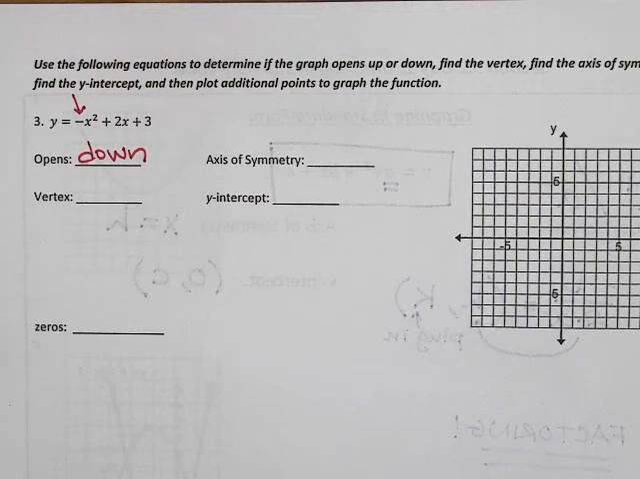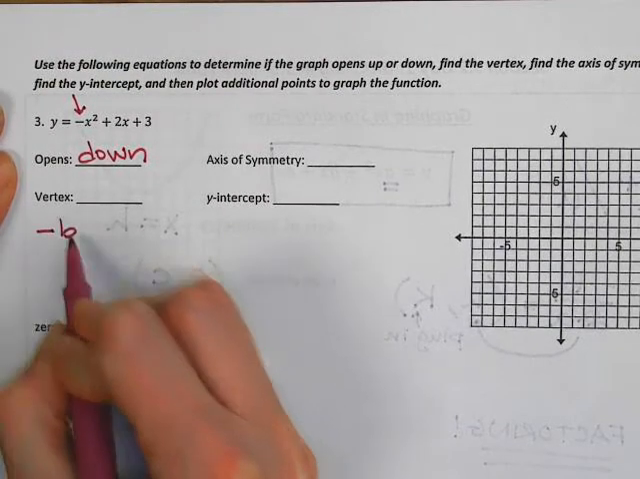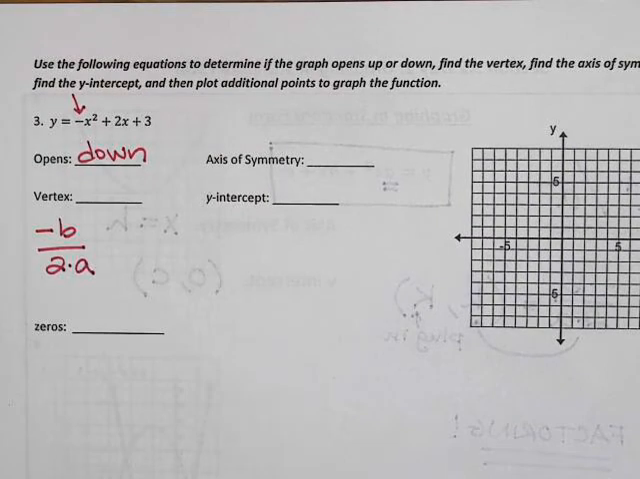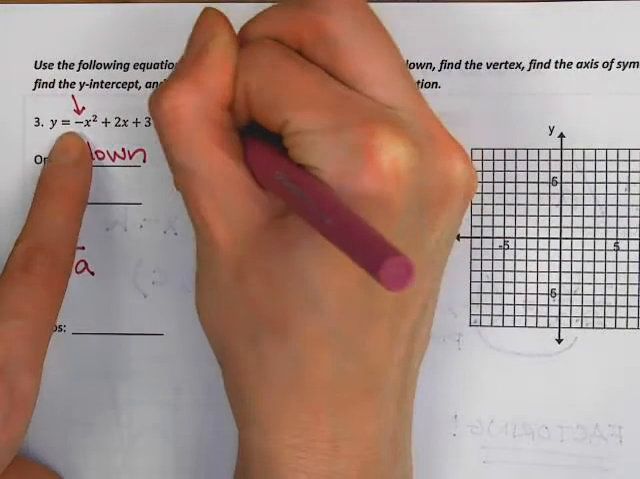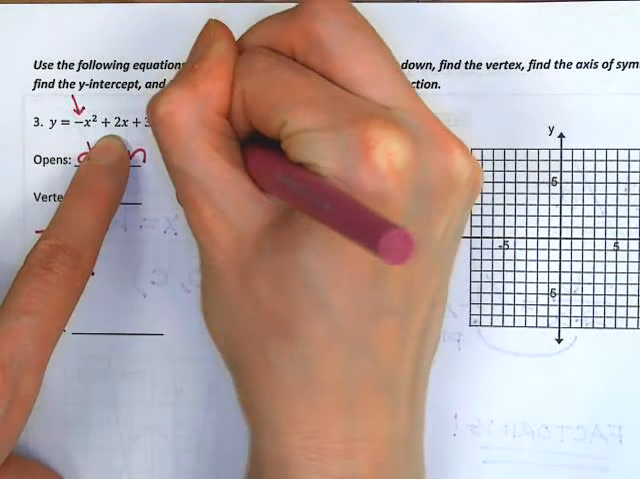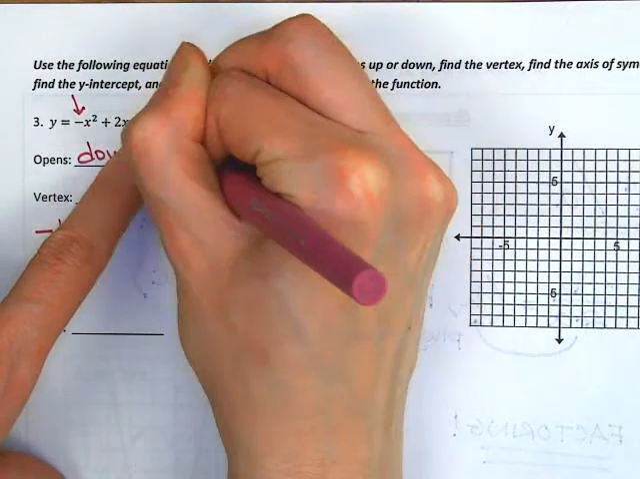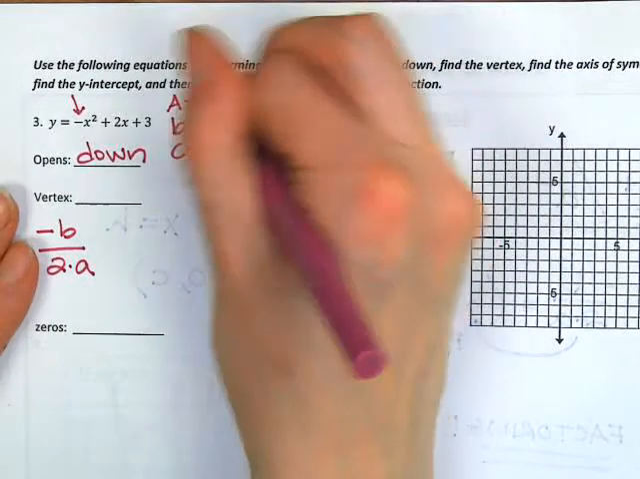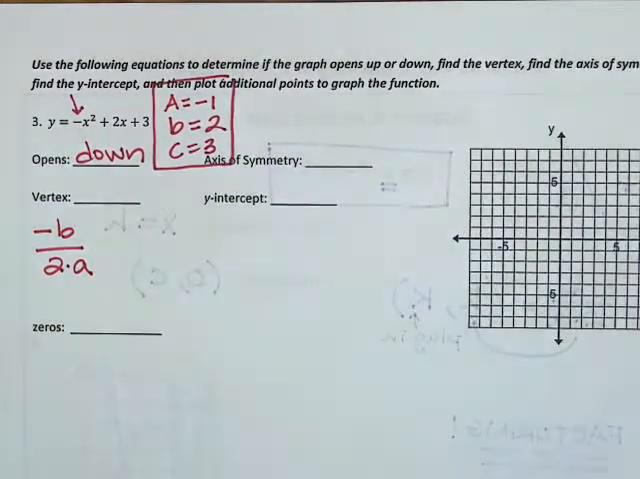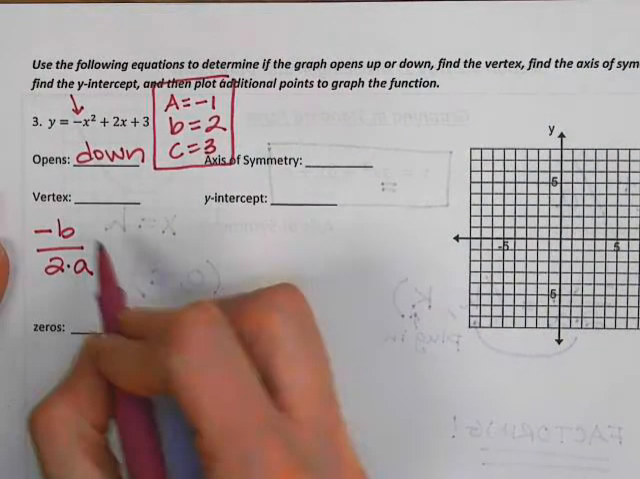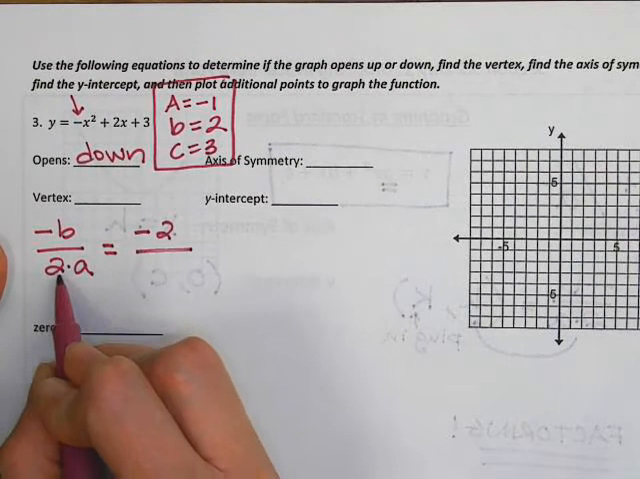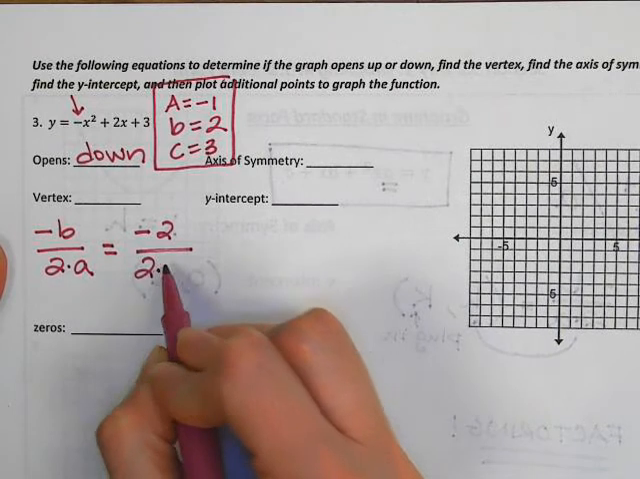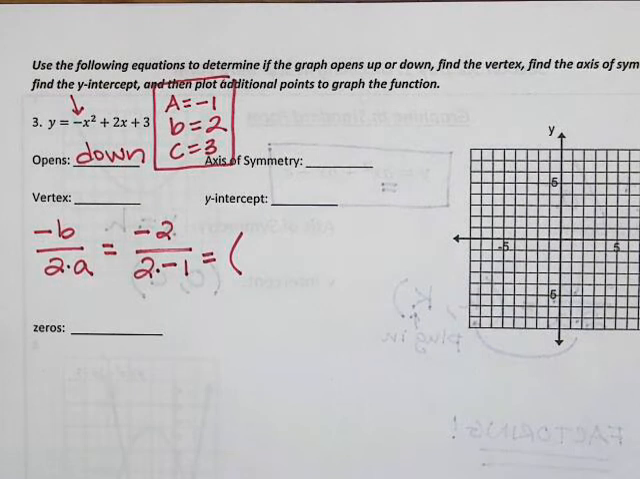To find the vertex, we use the formula -b over 2 times a. Should we make a list of what a, b, and c are? So in this problem, a is -1, b is 2, and c is 3. So that might help you know what to plug in. Okay, guys, so let's find the vertex. -b, so -2 over 2 times a. So 2 times -1.